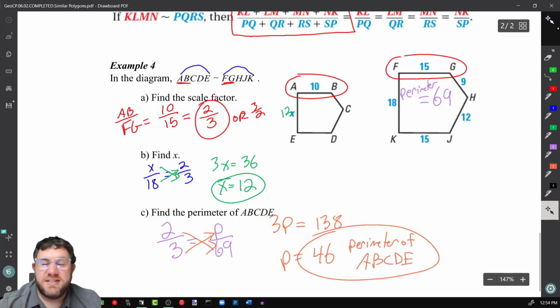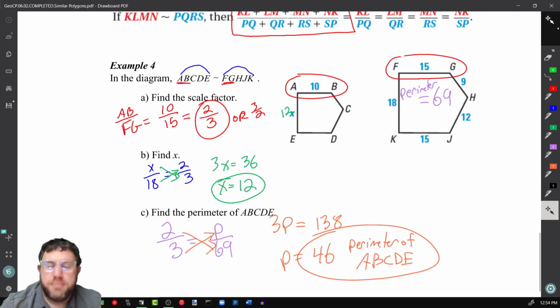So once we find that scale factor, we can not only find individual sides, but we can do the perimeter also. We cannot do the area directly though. Area is a whole different ballgame, so don't try that. So corresponding angles are congruent in similar figures, and corresponding sides are proportional. Remember, that means we can set them up as fractions that are equal to each other. So work on your practice problems and then make sure you get that mastery check done. Good luck.